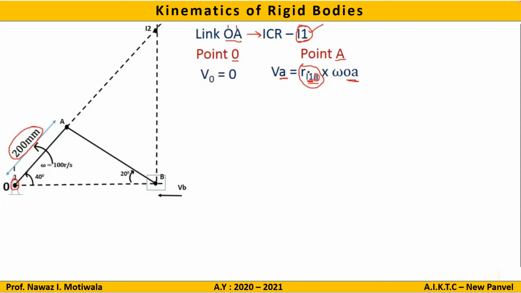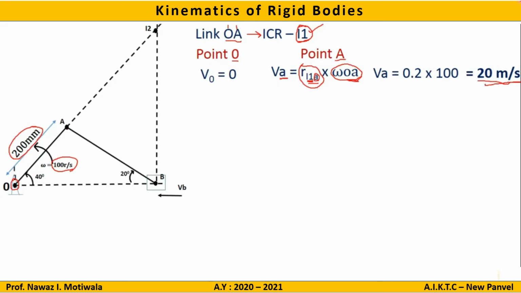So as I already know the distance, I can directly substitute. Also, the value of omega OA is given to us in the question, that this link OA rotates with an angular velocity of 100 radian per second. So both the values are known. I will substitute and get the answer for VA as 20 meter per second. This is my first answer. So this completes our analysis of link OA.